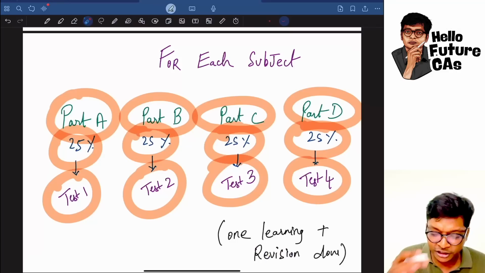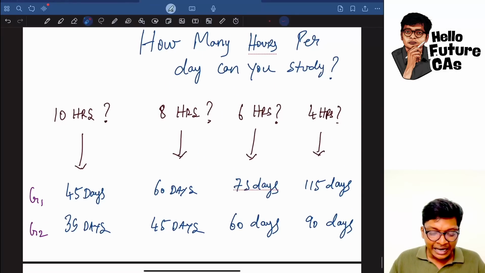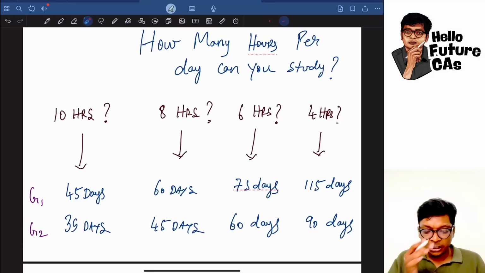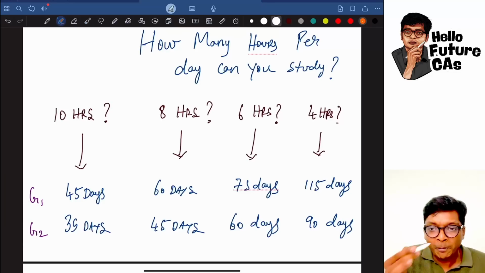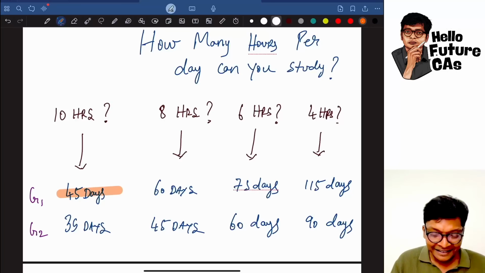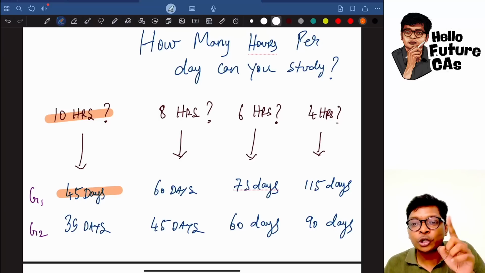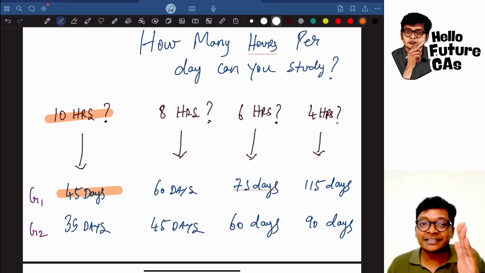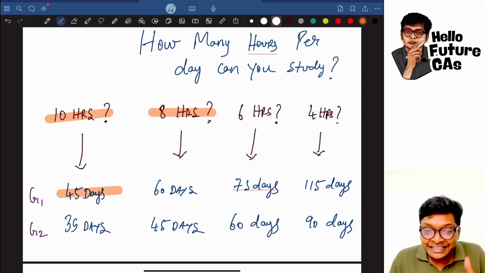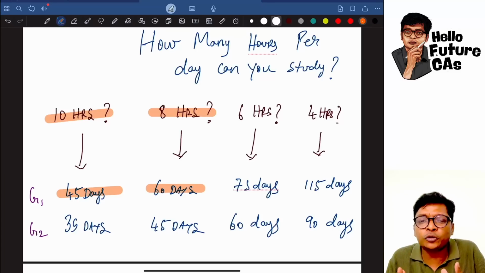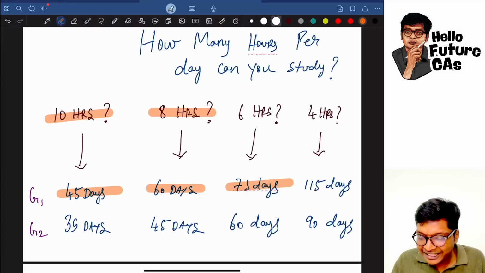Now come back to our schedule. I told you totally group 1 and group 2. Correct? Now look at this. I will just show you maths for one thing. If you study for 45 days, daily 10 hours, you will achieve 450 hours. That means group 1 is completed for you as per this schedule. Sir, I can only study 8 hours a day. But if you study close to 60 days, then close to 450 hours is done. So I have designed this in such a way.